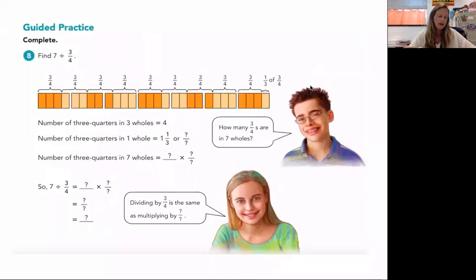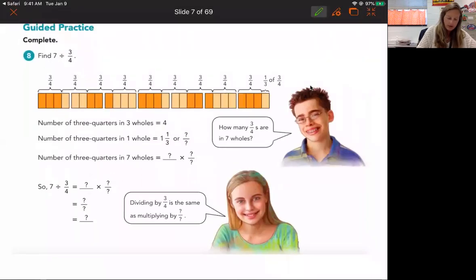Next problem here. So 7 divided by 3/4. So I've got 7 whole groups. 1, 2, 3, 4, 5, 6, 7. I split them up into fourths, and then I'm trying to see how many groups of 3 are going to go into those 7. Okay, so again, trying to figure out how many times 3/4 goes into 7.